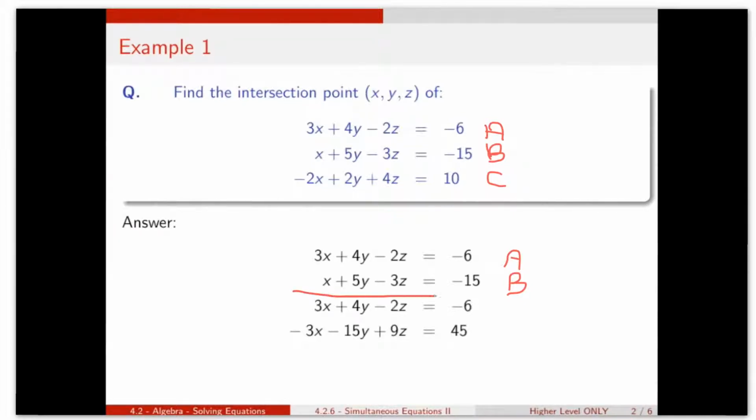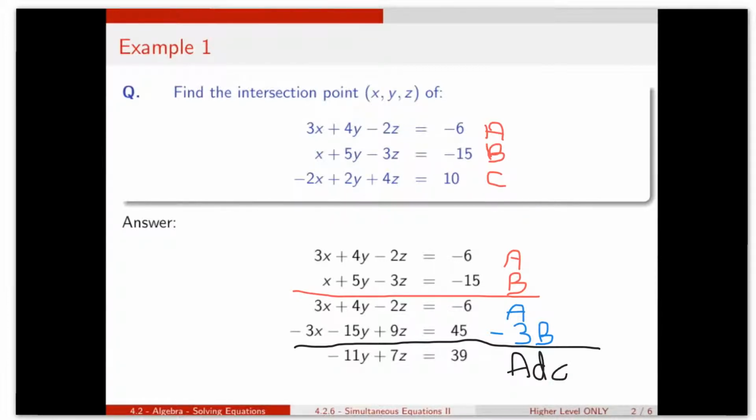So for the first equation, we can leave A as it is. For B, let's multiply it by minus 3. So I get minus 3x minus 15y plus 9z is 45. And now when I add those together, I get 3x minus 3x is 0, 4y minus 15y is minus 11y, minus 2z plus 9z is 7z, and minus 6 plus 45 is 39. So I've got a new equation, and let's call that equation D.